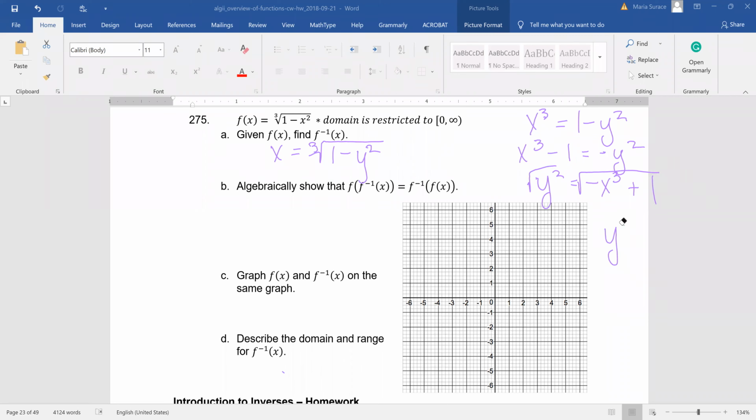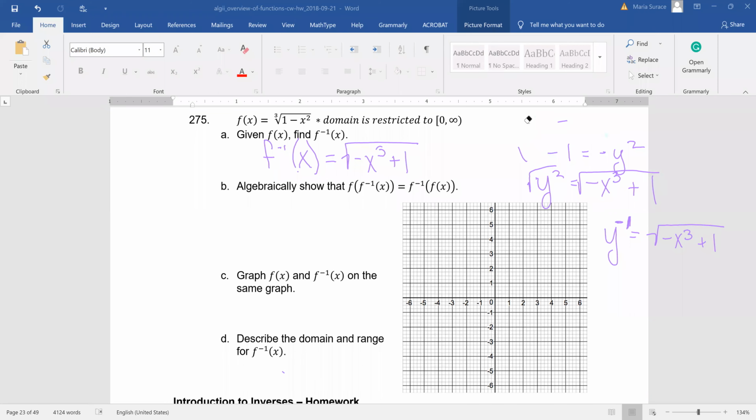Before I write that, let's just finish writing it. y is equal to the square root of negative x cubed plus 1. But that's not the original function. That's our inverse function. So make sure you label it as y to the negative 1, y inverse. And to formally rewrite it, we do want to go back to using f inverse of x. f inverse of x is equal to the square root of negative x cubed plus 1.